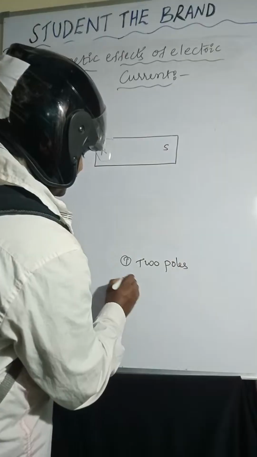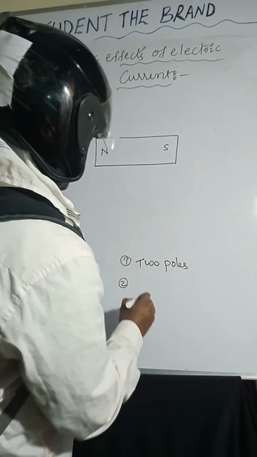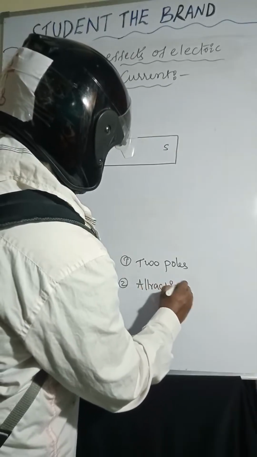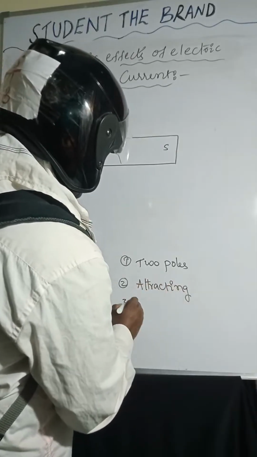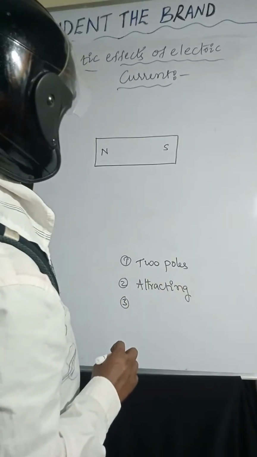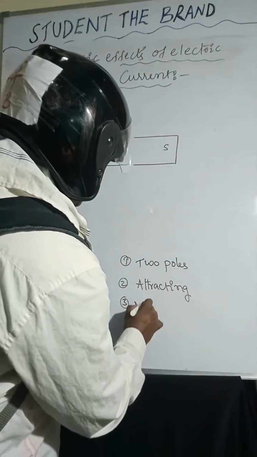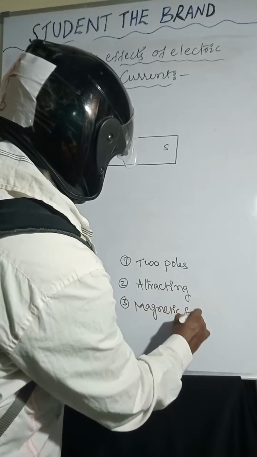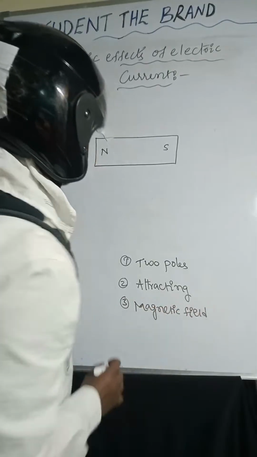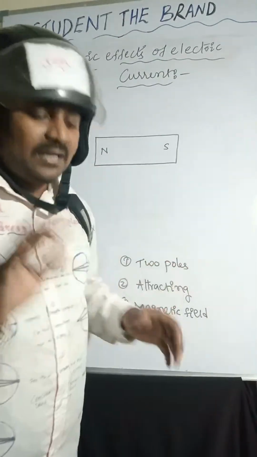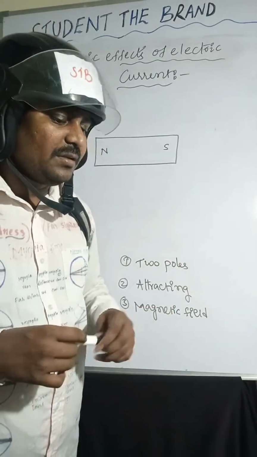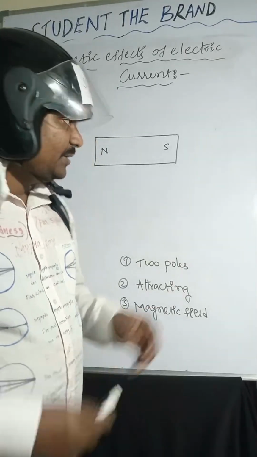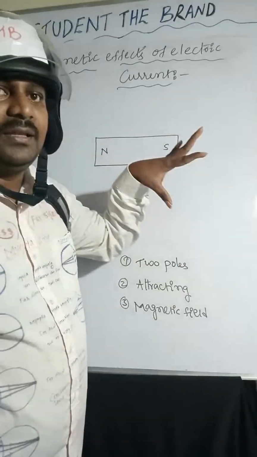Second one, attracting, and coming to the third one, magnetic field. Here around the magnet, magnetic field will be there.